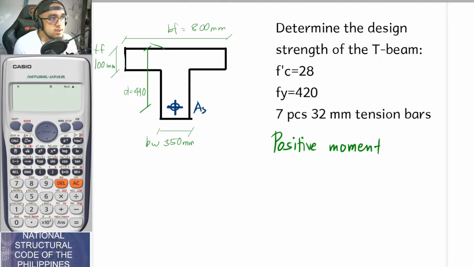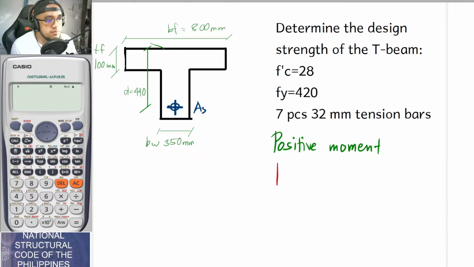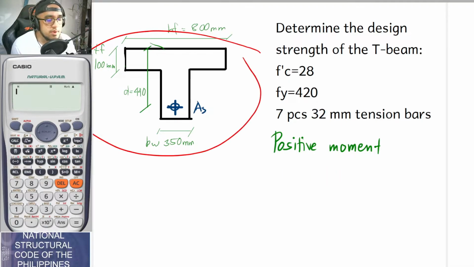And take note, guys, that if it is, let's say, a member which would resist a negative moment, for example, and you would be having your steel here, your new effective depth d is measured from this point up until this point. And your compression block would now be located here. But once again, this example is a member that is resisting a positive moment. So positive moment, what that means, ganito yung setup niya.